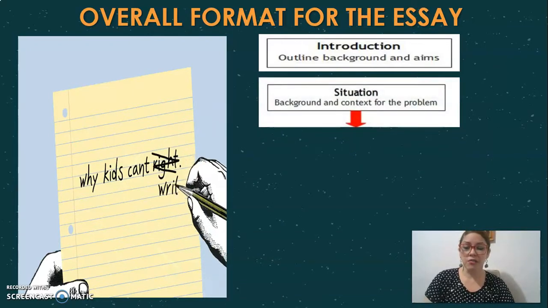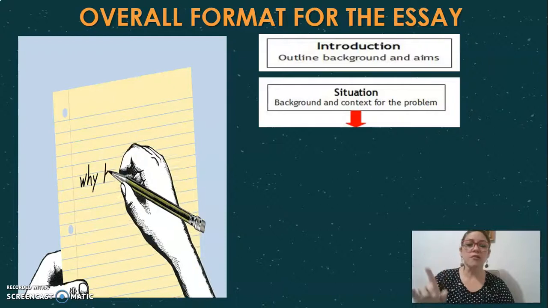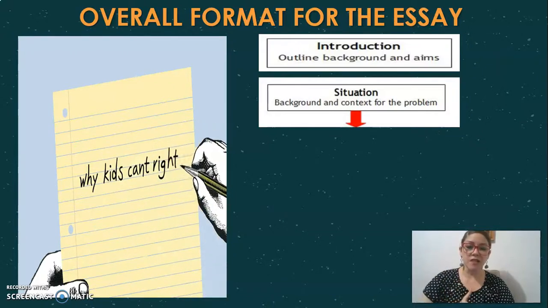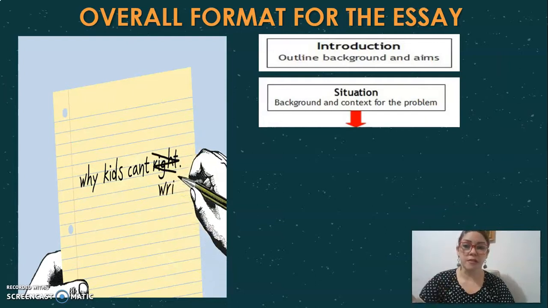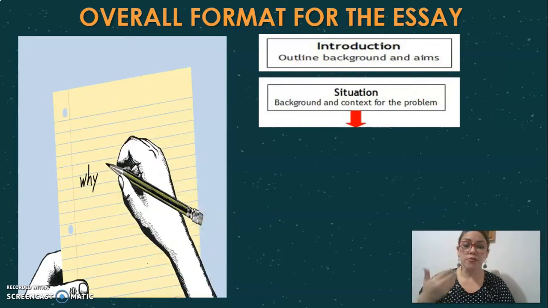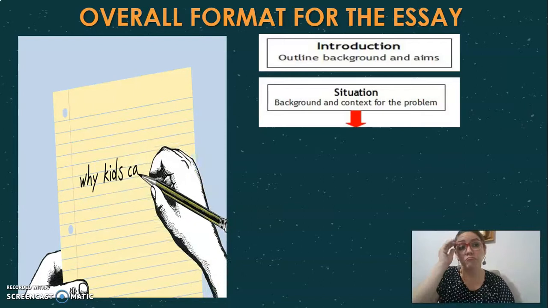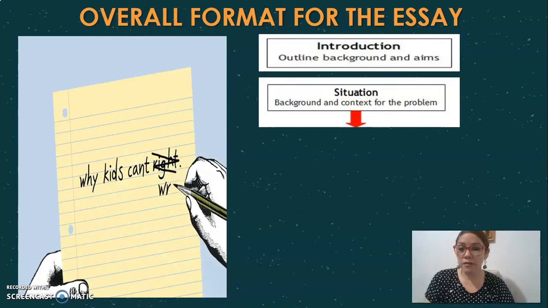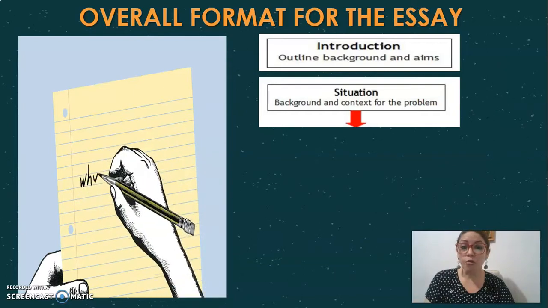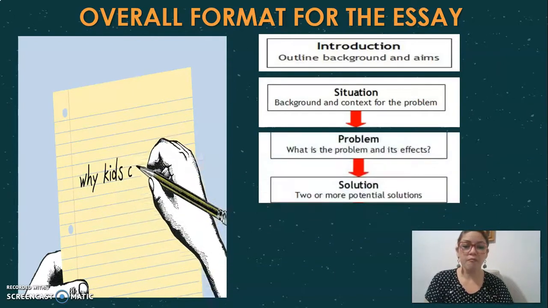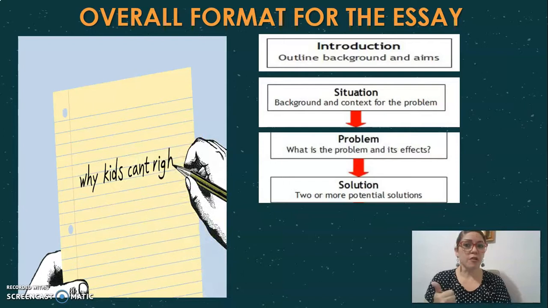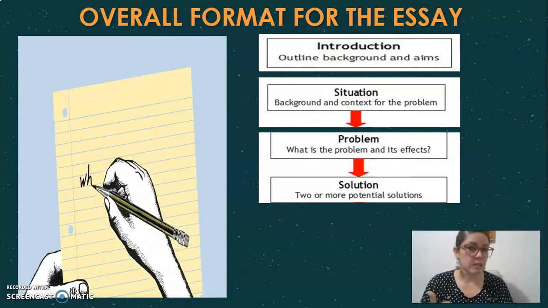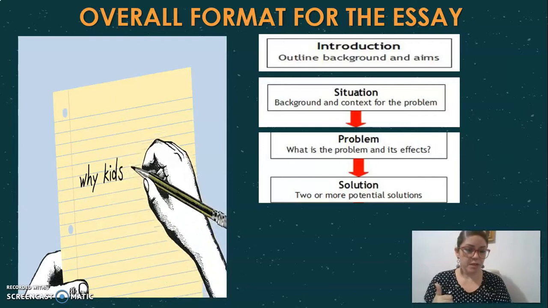Then we have the situation. It's the background and context to the problem. It's like additional details that are important for the audience, for the reader to get to know and be able to have a better grasp or understanding of the whole scenario. Then we have the problem per se. What is the problem and what are the effects of those problems?